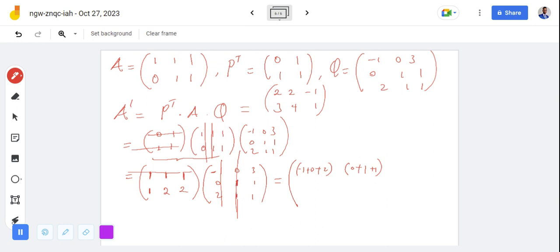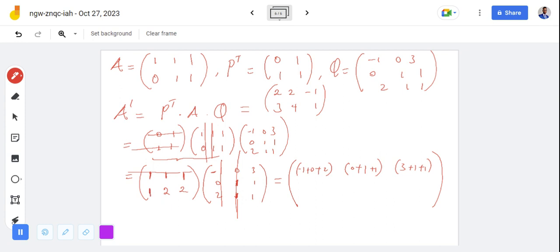I have 1 here, I have 1 here. So let's do the last part: first row and last column. So 1 times 3 is 3. 1 times 1, that's 1. 1 times 1, that's 1. Then I stop. Right?